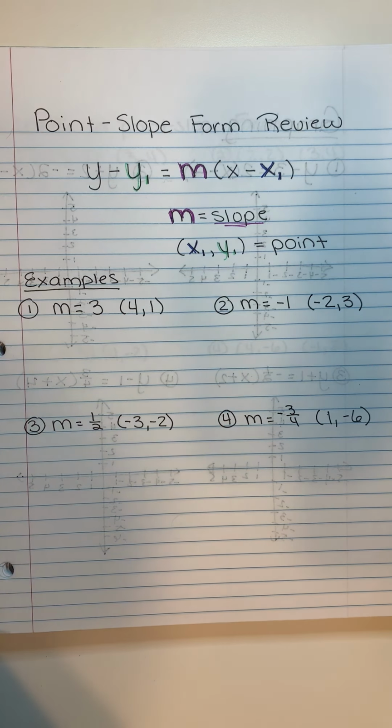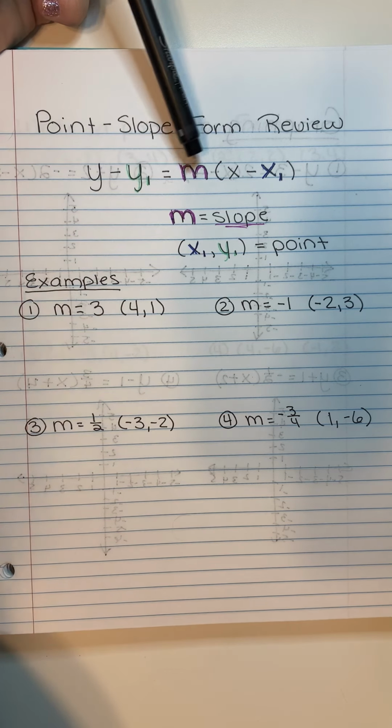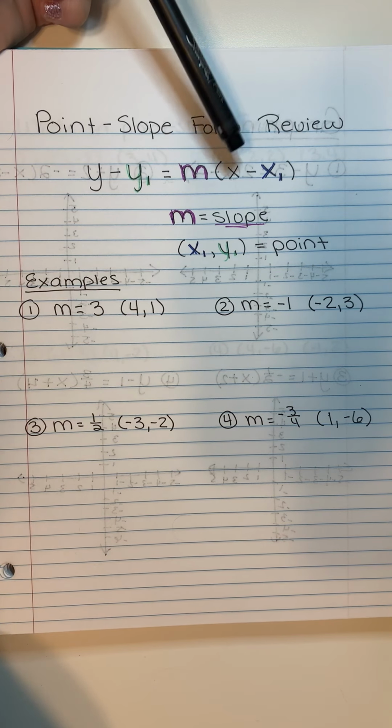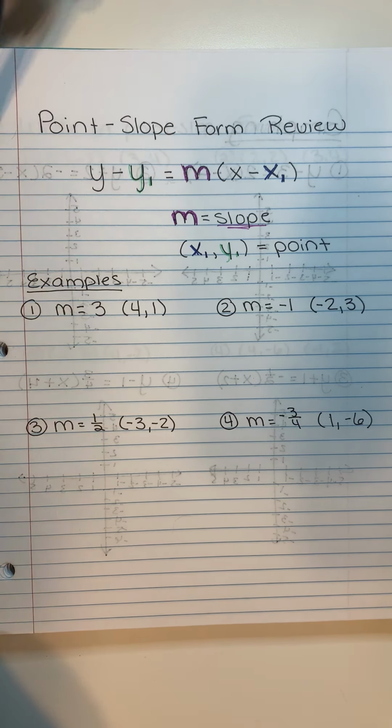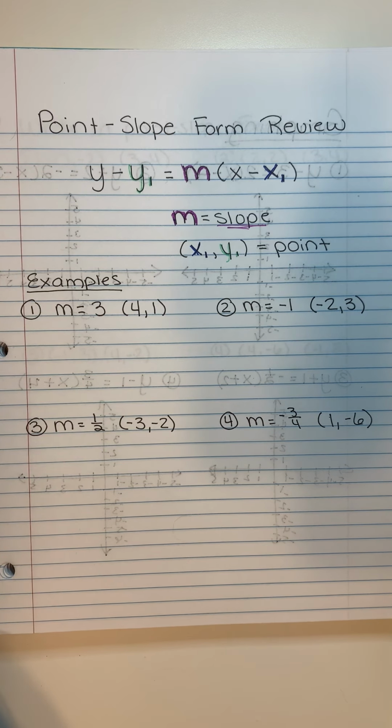Today we're going to focus on point slope form. We did this before, so it's a review. Point slope form is y minus y1 equals m times x minus x1. M is our slope, and x1, y1 is a point that's on the line. This y and this x stay in our equation. The first thing we're going to do is they're going to give us a slope and a point, and we're going to put it in point slope form.